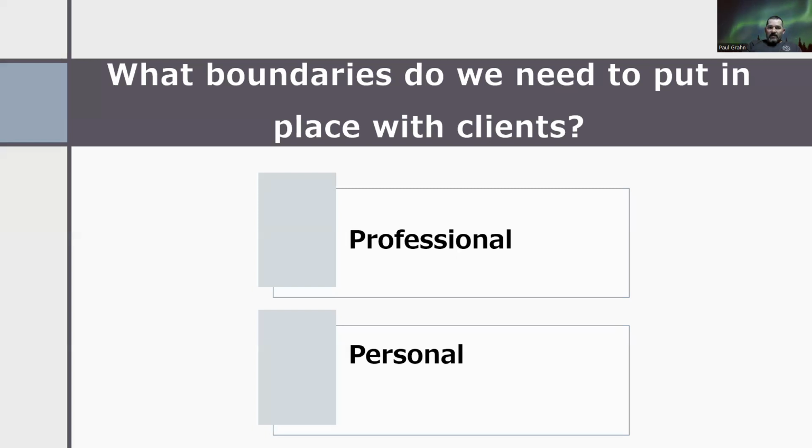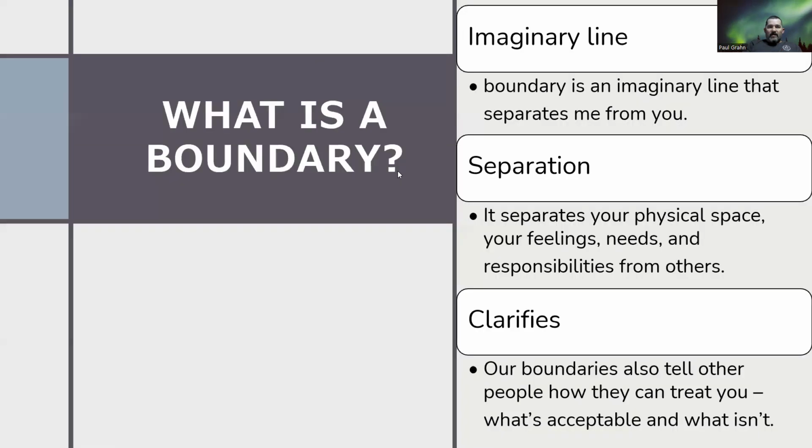A boundary is an imaginary line that separates two parties, whether it be separating your physical space or your feelings, your needs, or your responsibilities from others. Boundaries also clarify what is acceptable and what is not, and tell other people how they can treat you.